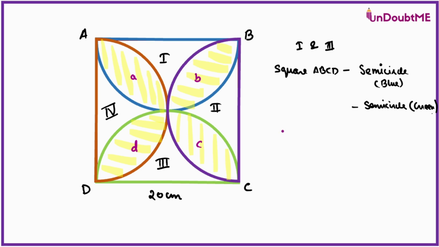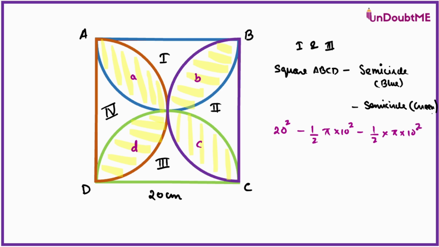Now, the area of the square is 20 squared. The area of the blue semicircle is half pi r squared. r is 10, so it will be 10 squared. And the area of the green semicircle is the same, half pi 10 squared.